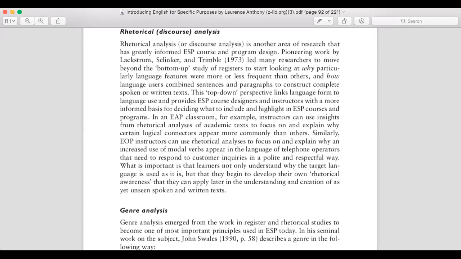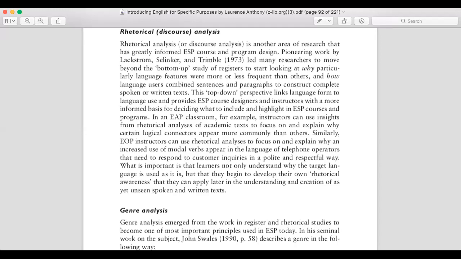For instance, there is an example here. An EOP instructor can use rhetorical analysis to focus on and explain why an increased use of modal verbs appears in the language of telephone operators that need to respond to customer inquiries in a polite and respectful way, right? So you are trying to analyze different discourses, and by discourses we mean the necessary text.